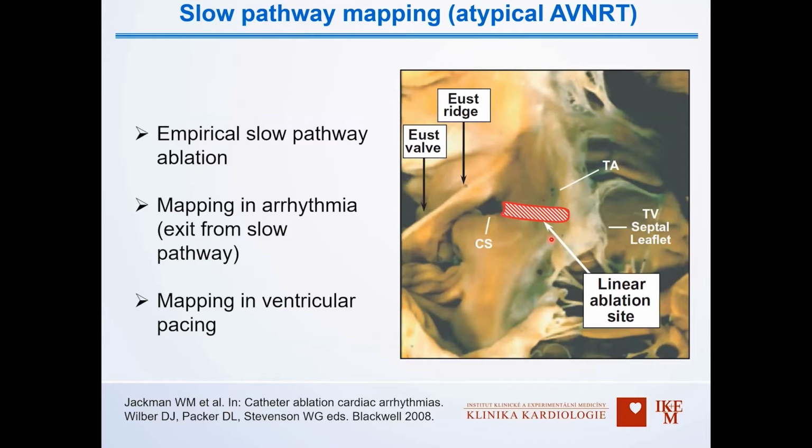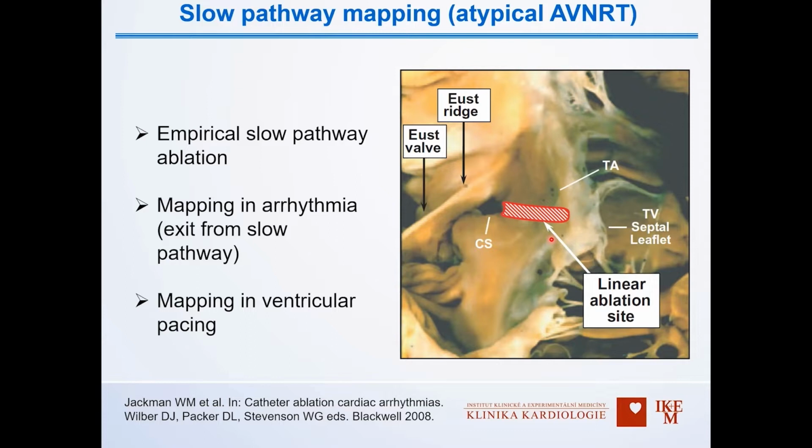For the treatment of atypical AVNRT, empirical slow pathway ablation can be used, of course, and it is frequently effective. On the other hand, atypical AVNRT can be mapped more specifically because the electrical wavefront exits at the slow pathway, unlike typical AVNRT that exits at the fast pathway region close to the His electrogram. And that is why activation mapping helps to identify the true position of the slow pathway and improve the efficacy of the procedure.